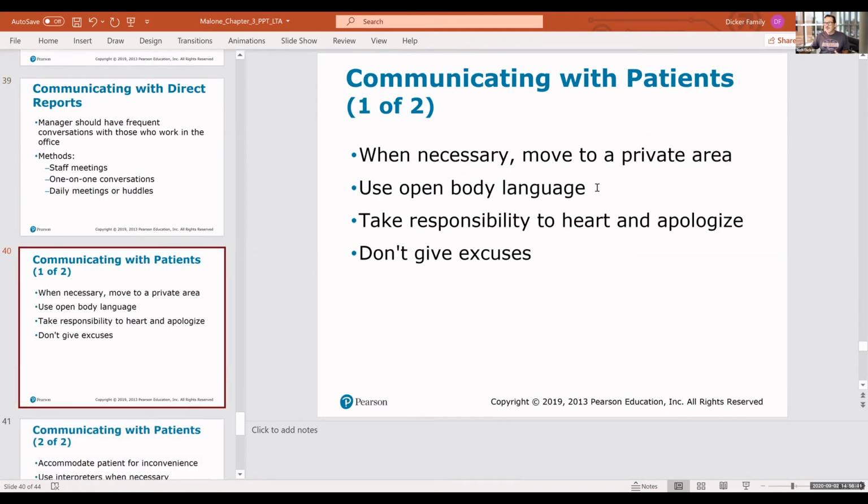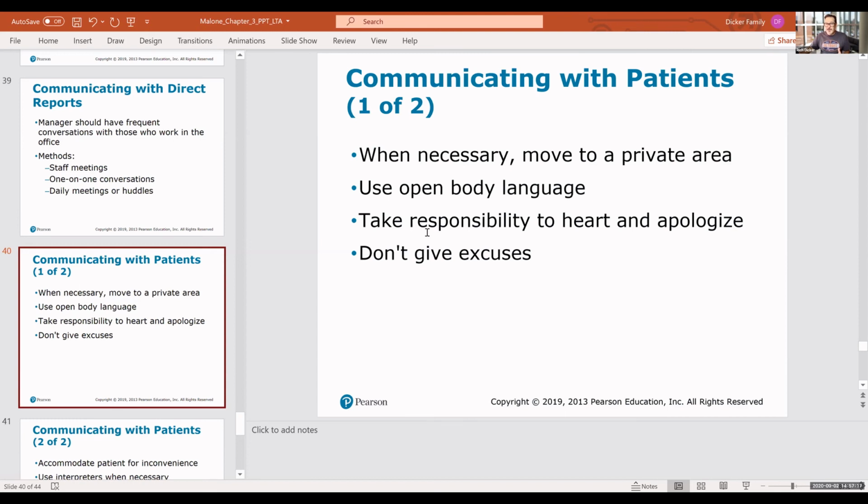Communicating with patients, remember, always in a private area when that's necessary. If you're going to share any private protected health information, make sure that's done in a private area. Use open body language, show that you want to talk with them, that you want to have a conversation, that you're trying to build a rapport with a patient, and you're trying to display trust. The patient can trust you to tell you what we need to know in order to take care of them. Okay.